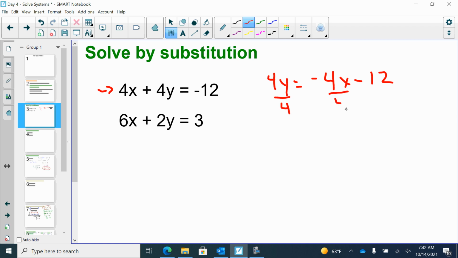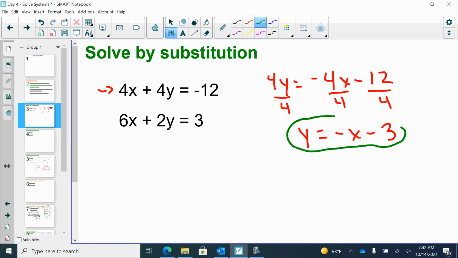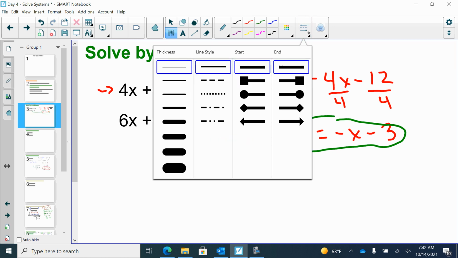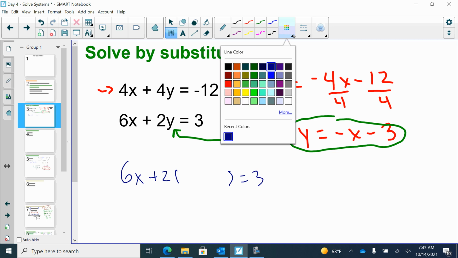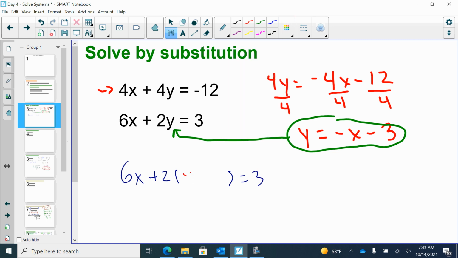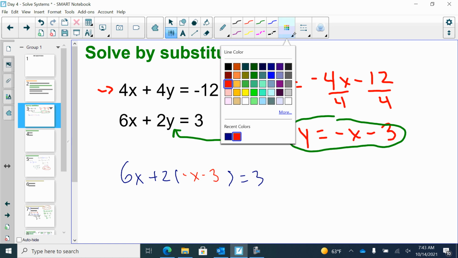Now I can divide each term by 4, and I have y equals negative x minus 3. Again, I understand that this will be linear combination, but we want to just work our substitution skills. I'm going to take this value here and substitute it in for y. So I have 6x plus 2, parentheses, and instead of y, I'm going to plug in or substitute negative x minus 3.